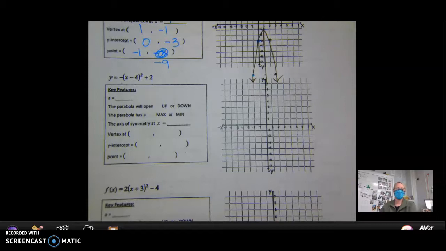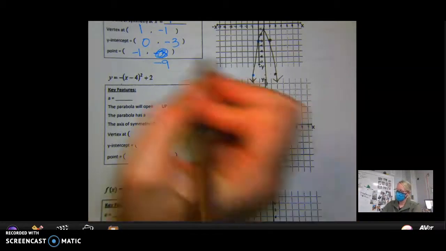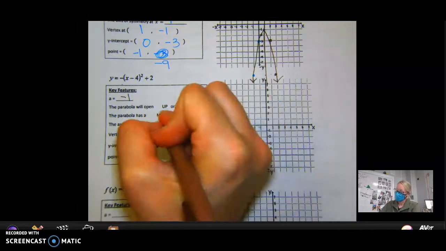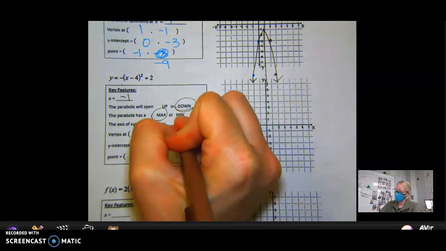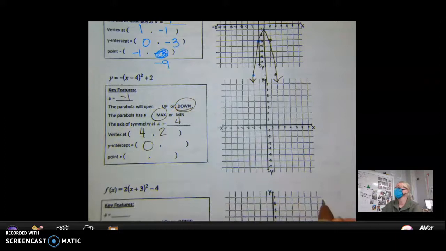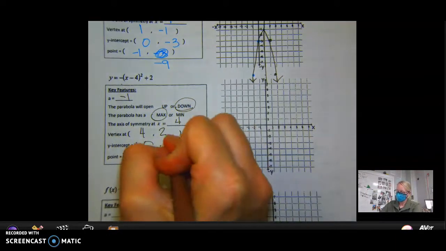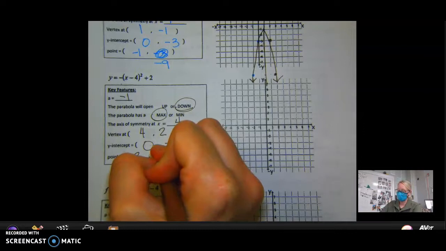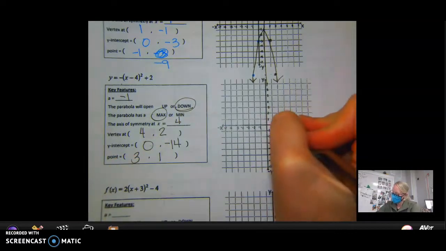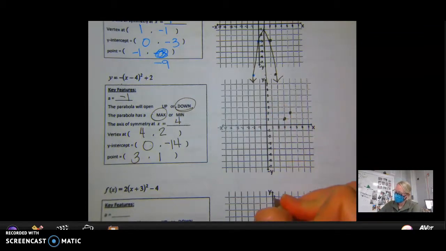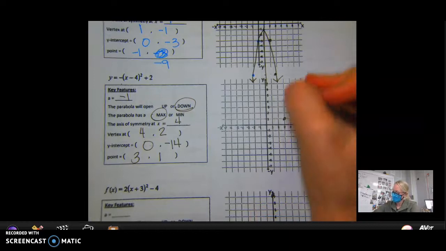Okay. Next one, what's my A value? Parabola opens. It has an x equals 4. Vertex is at? Y-intercept is at 0. I'm going to pick 3 because I want to go in between but closer to my vertex. If I plug in 3, it's 1. Over 4, up 2. Over 3, up 1. 0, all the way down here somewhere.